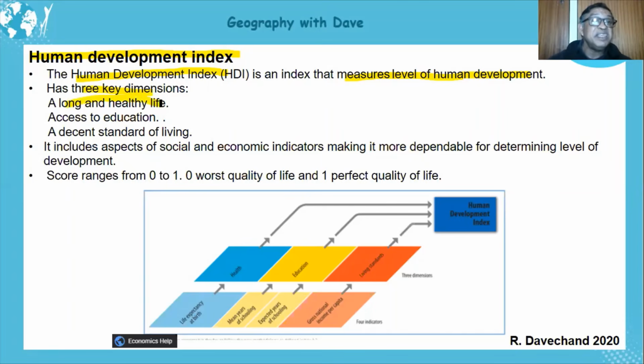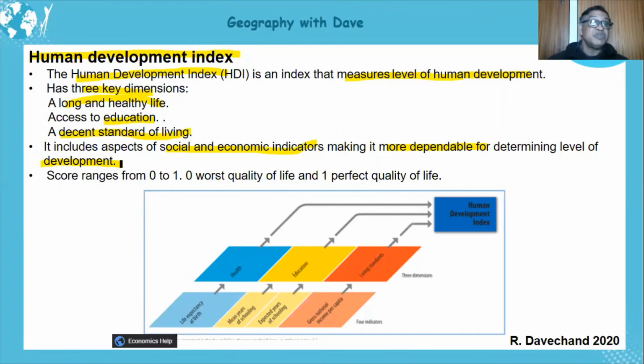The long and healthy life, social. The access to education and a decent standard of living. It's about economic also. So I would consider it a mixture of both. So it includes social and economic independent indicators, and it's more dependable for working out level of development, because it brings in both factors. Can you see it?